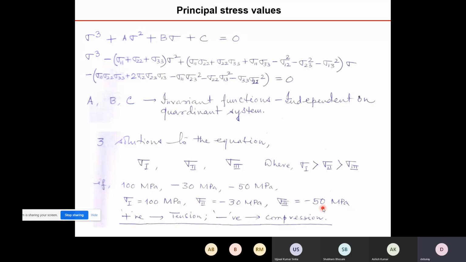So by these three values, you can basically understand how the principal stresses are acting on that particular body. So you will understand what kind of loading that is. This is the beauty of converting the stress components into three principal stresses.